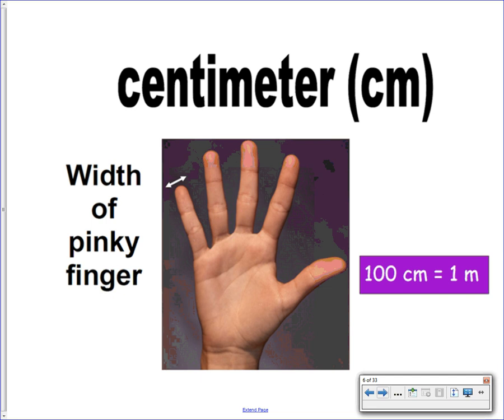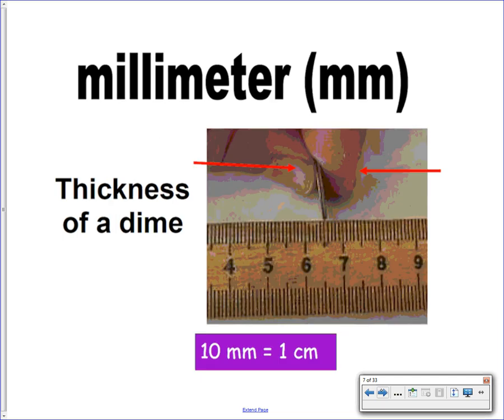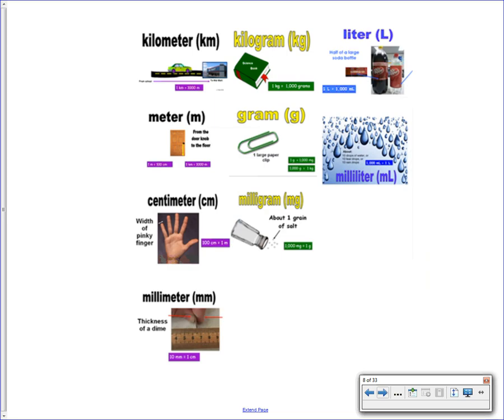Centimeters, the width of your pinky finger. 100 of these centimeters equals 1 meter. And finally, millimeter is like the thickness of a dime. Dimes are very, very thin, and 10 millimeters makes up 1 centimeter. So that takes care of our meter family.